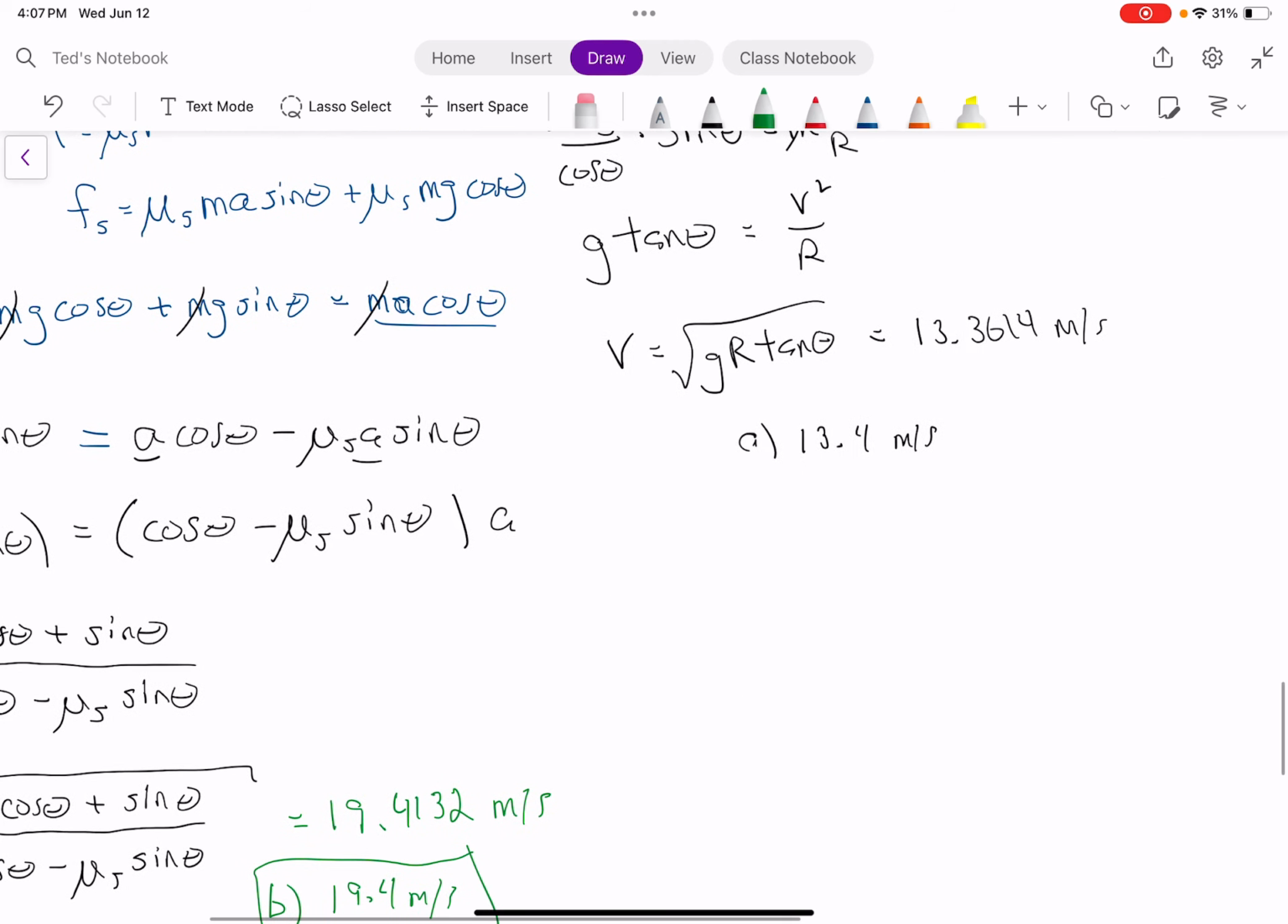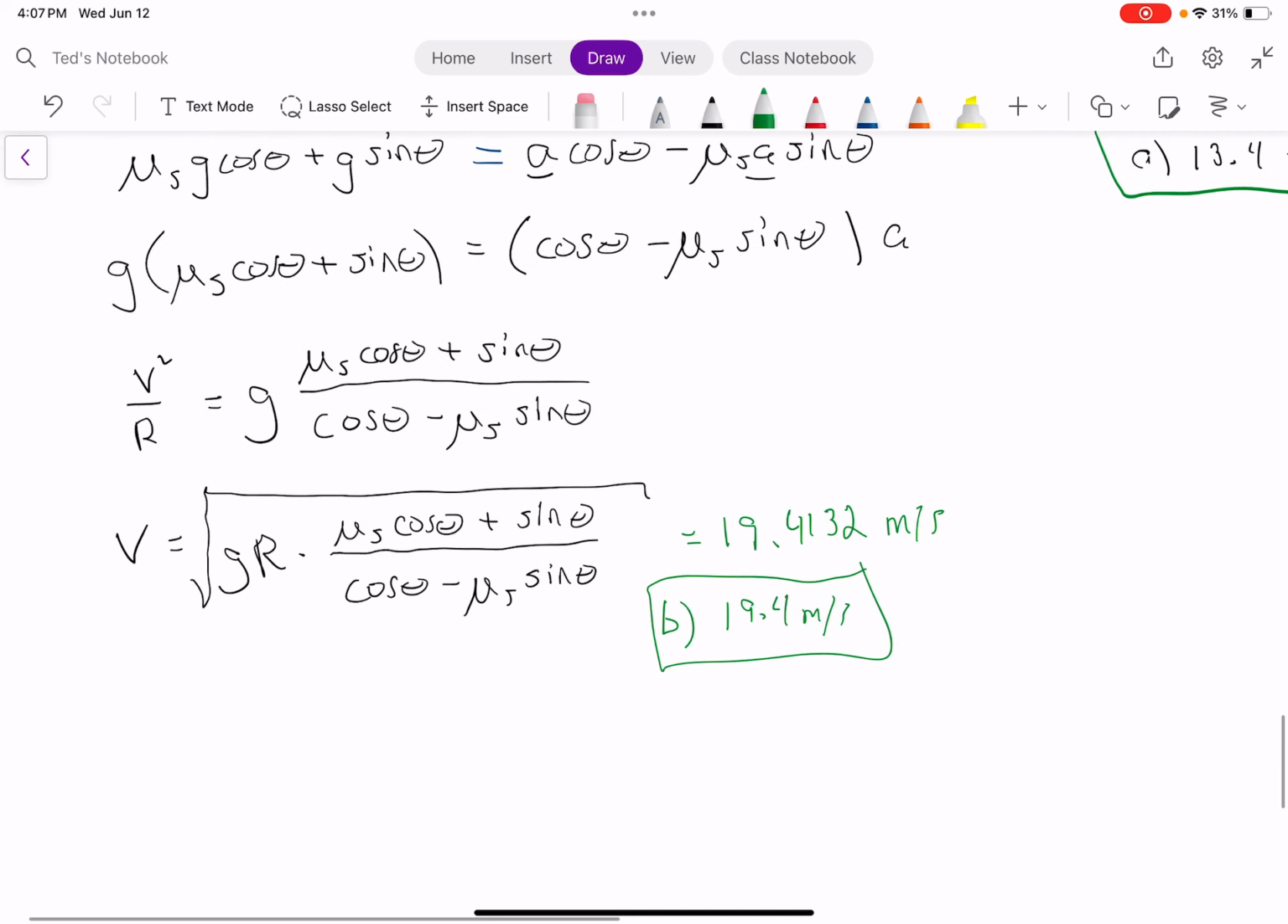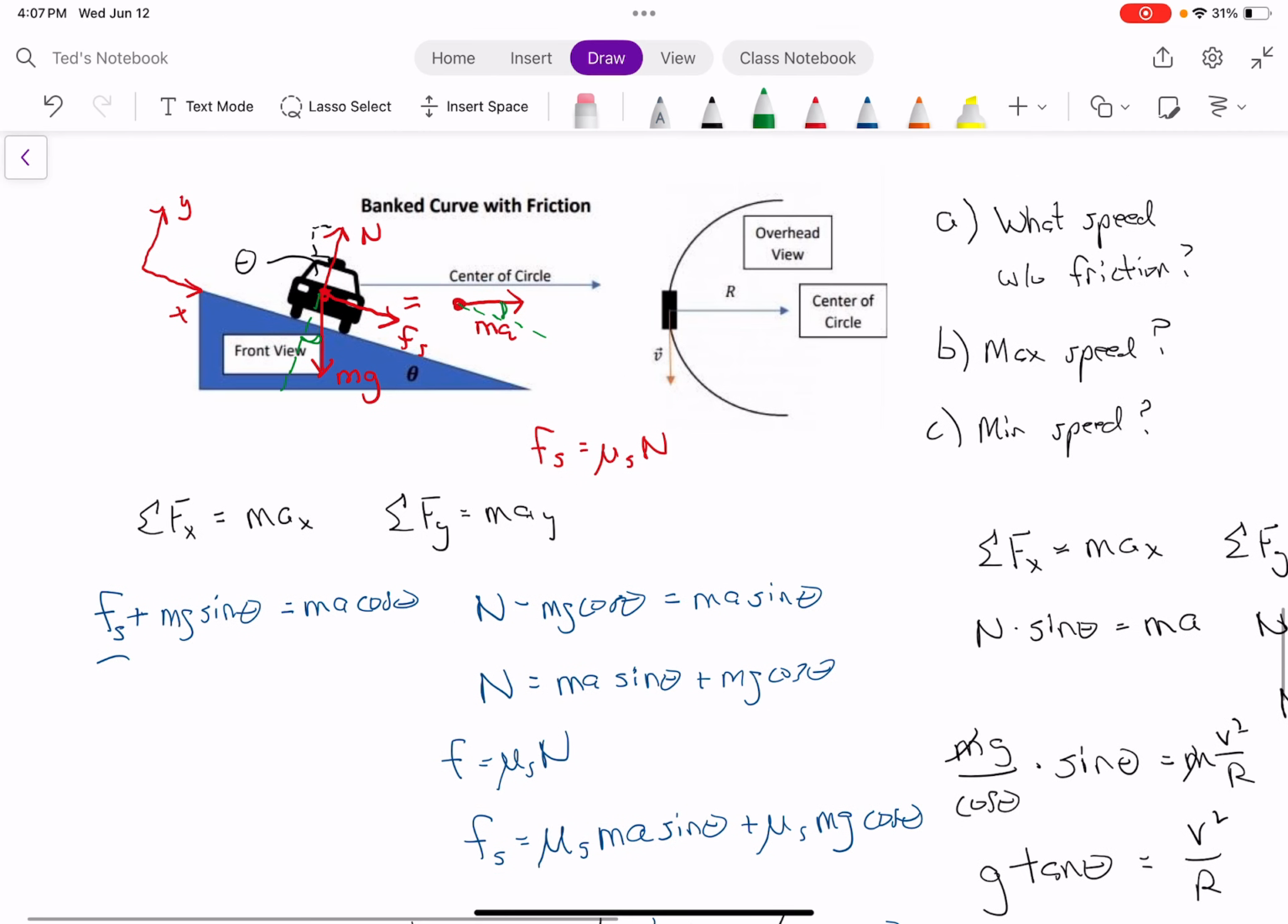And if we compare that to part A, which was 13.4 meters per second, we see that you can go faster with friction than you can without friction, and that makes sense. The fastest you can go is faster than you could go with no friction. All right, well, what do we do when we want to go as slow as we can possibly go? Well, if we want to go as slow as we can possibly go, what happens is the friction force now points in the opposite direction. Because if you're going really slow, you're in danger of sliding down the hill. So friction's going to point uphill to make sure that you don't slide down the hill.